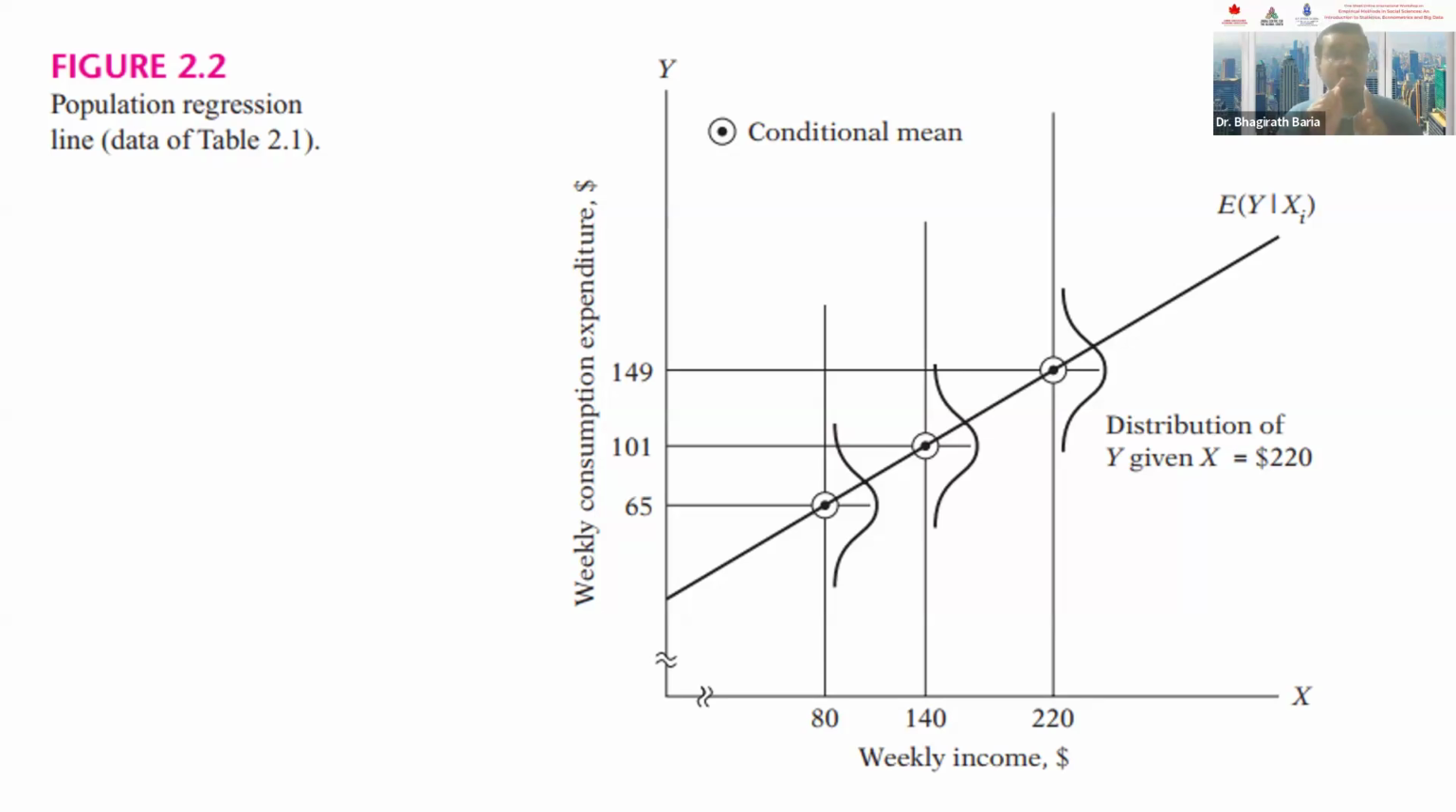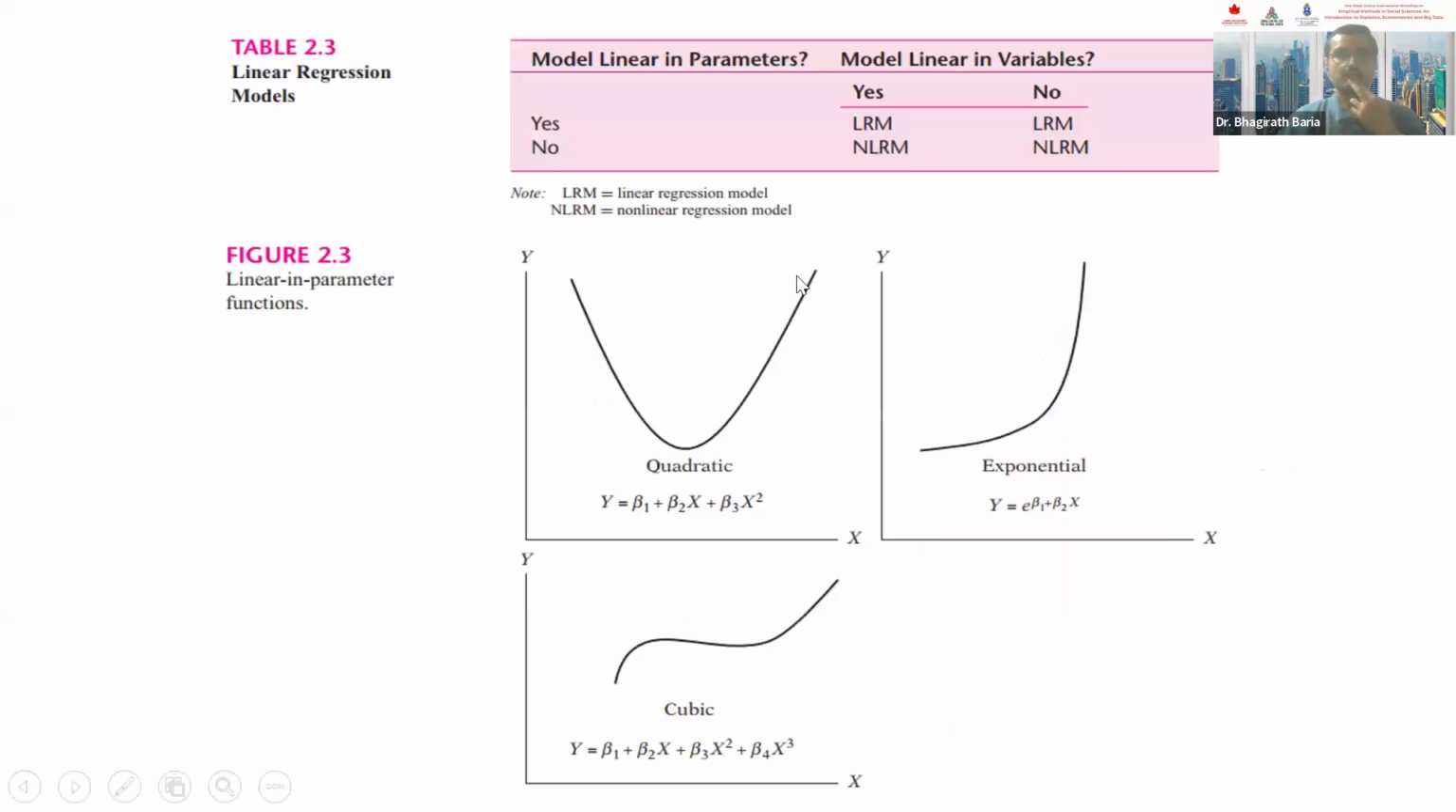Which average value? Conditional average, dependent on the value of X, not the simple average of Y, but the conditional average of Y. Average of Y given the value of X. Here the given value is 80, then the given value is 140, then it is 220. Connecting all of them gives you the population regression function. Okay, what is linearity? We'll talk about this.